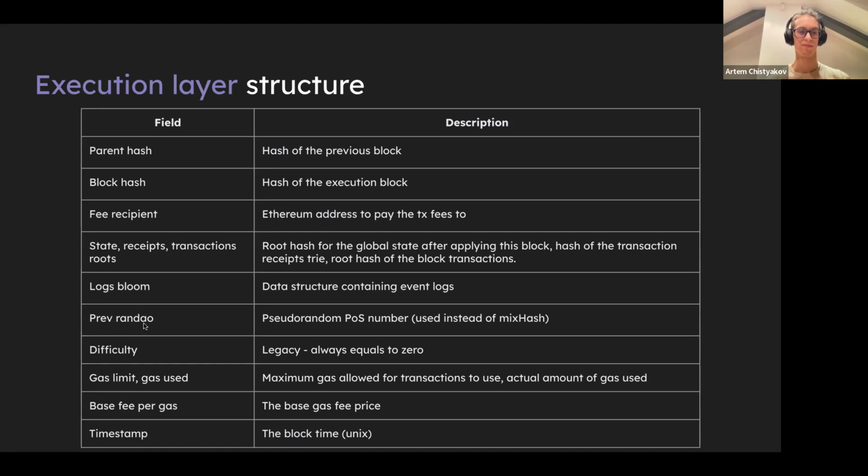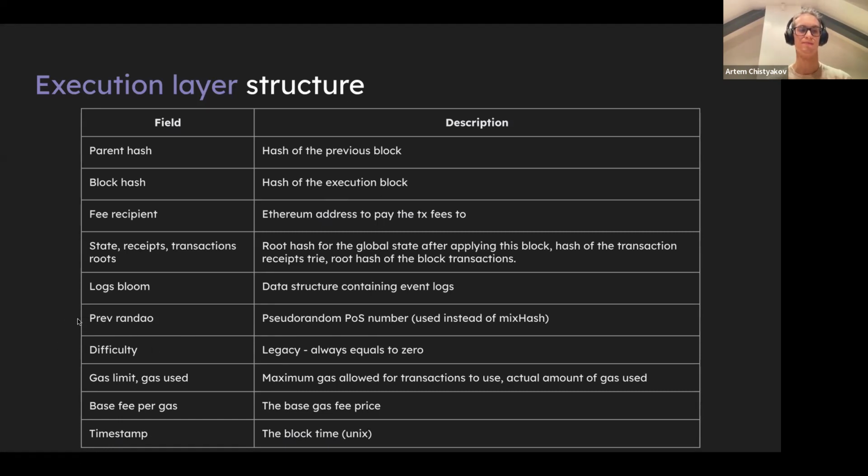Then there is a field called prevRandao. What is it? It is a pseudo-random number that is used in the proof of stake consensus to determine who will be the next validator to vote or to decide which transactions to include into the block.